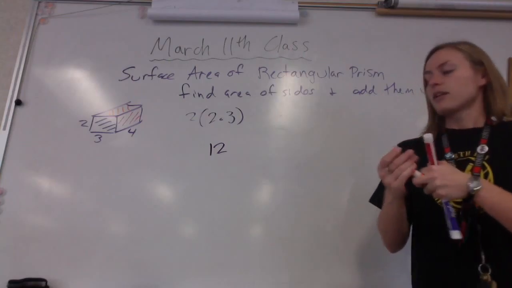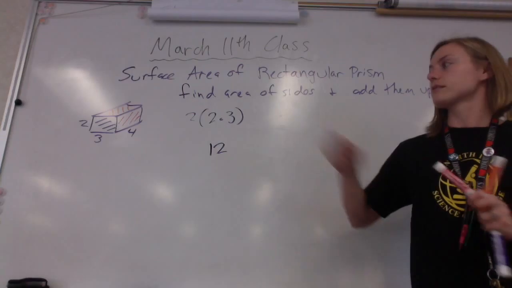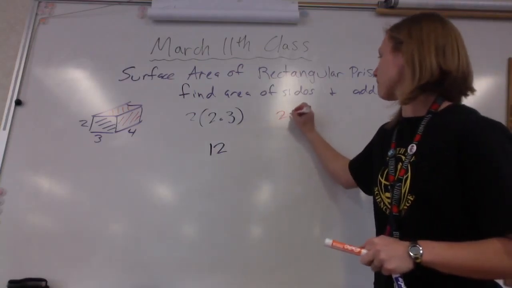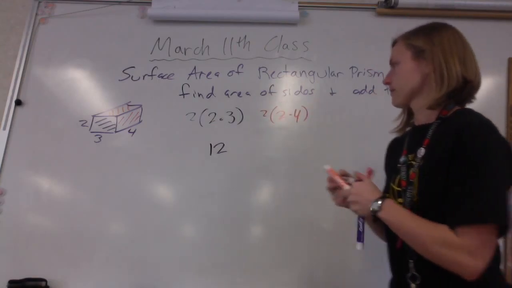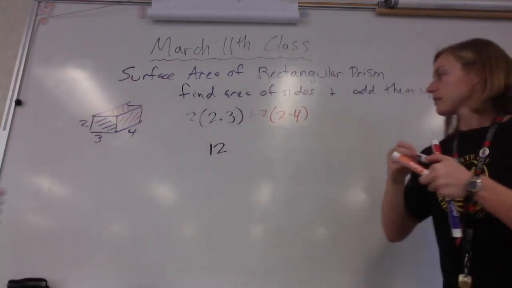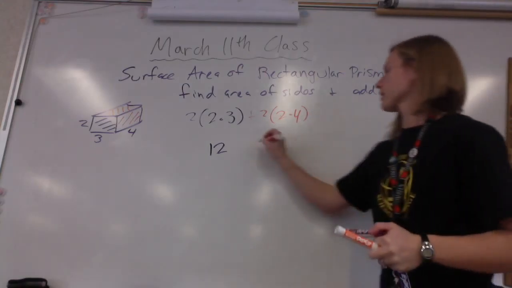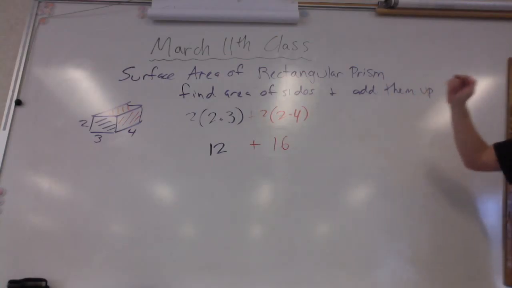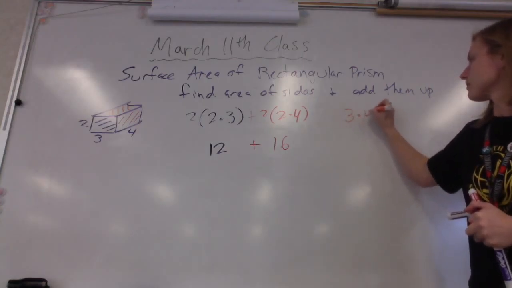What is the area of the red side? 2 times 4, but there's 2 of them, right? So there's 16, because there's this side and there's the other side that's hidden. And then the orange side was 3 times 4, which is 12.